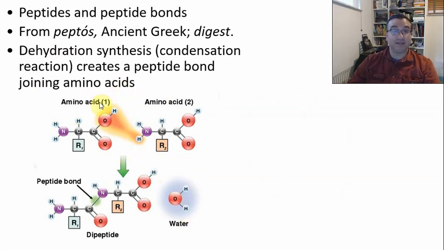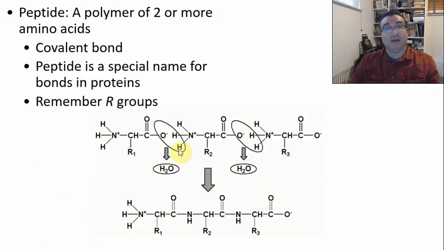Here's one amino acid and another. From the carboxyl group of one amino acid to the amino group of the adjoining amino acid, a hydrogen, another hydrogen, and an oxygen come away, leaving water, a byproduct of this reaction. But now we've bonded two amino acids together. A peptide can be called a growing polymer of two or more amino acids. This is a covalent bond. They're sharing valence electrons. So peptide is a special name for bonds in proteins.